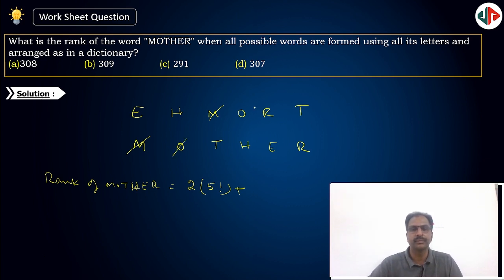Now cancel O. Before O, how many letters? Again 2, E and H. After O, 4 letters: T, H, E, R. 4 factorial. Plus. Next cancel T and T.